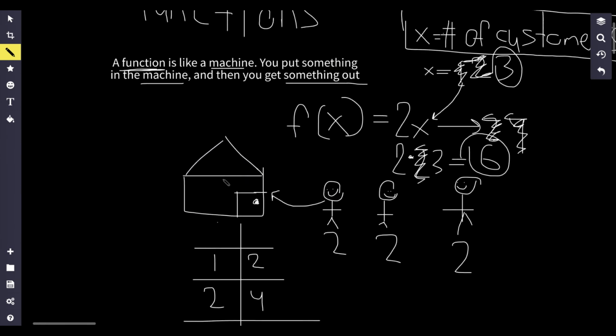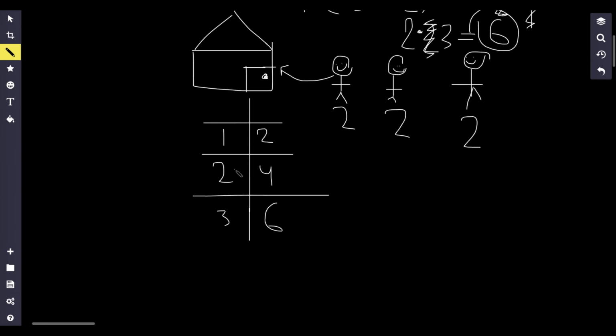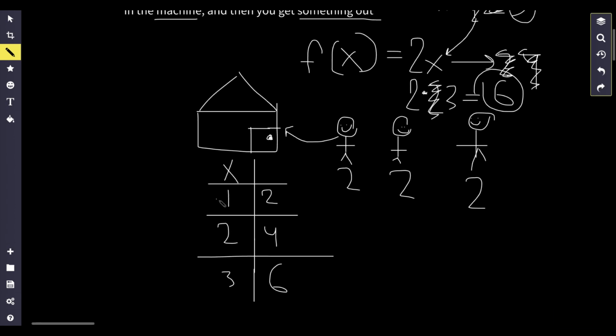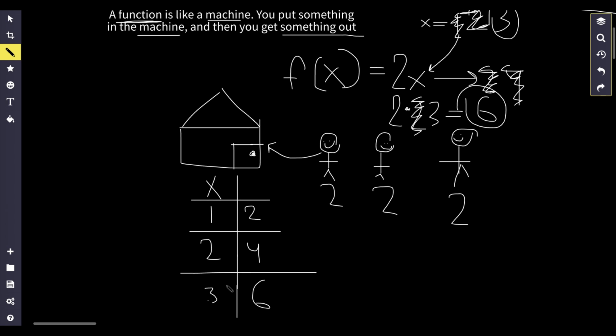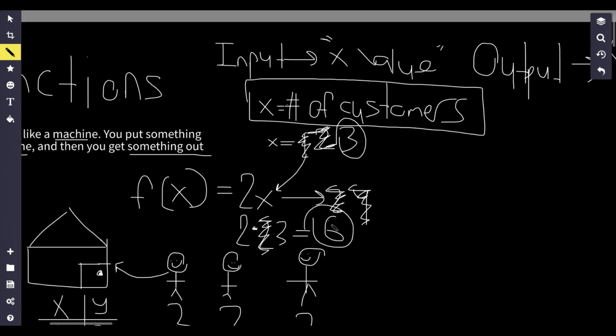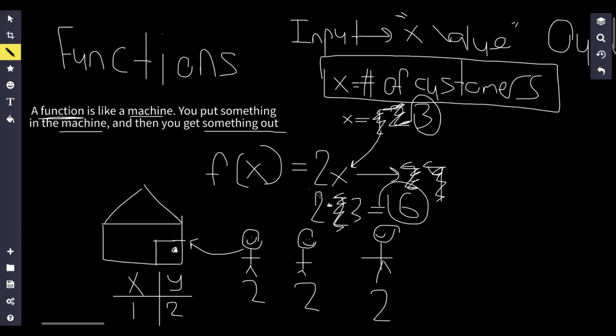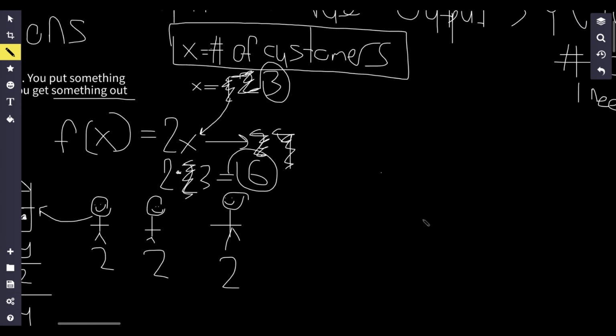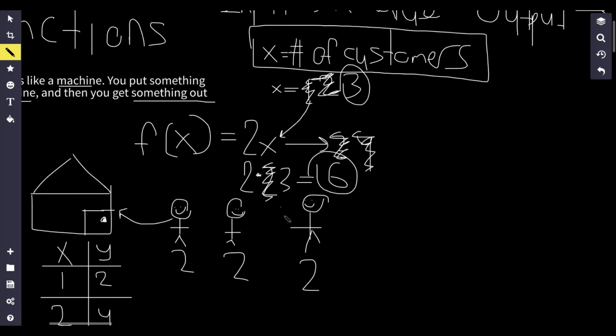So if I were to list this out in a chart, which I did in the beginning, this row right over here would represent all my x values. This represents the amount of customers I have: 1 customer, 2 customers, 3 customers. And then the y value would represent the amount of cookies I would need. 1 customer needs 2 cookies, 2 customers need 4 cookies, and so on. So that's essentially what a function is. You have an input, put it into the function, and you get an output. And mathematically, how would we represent this?